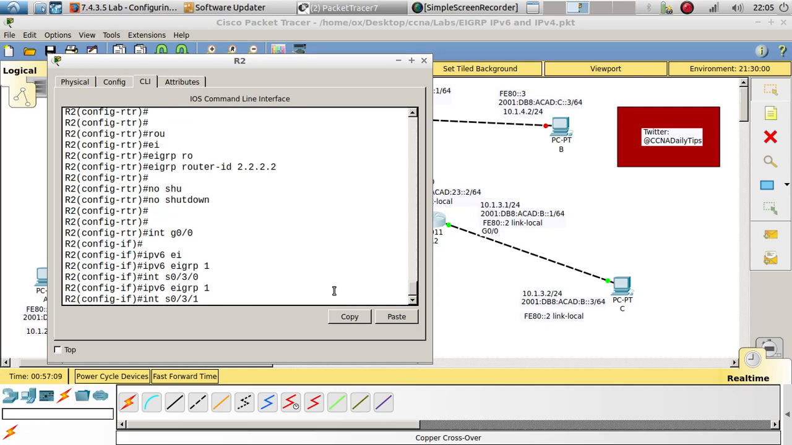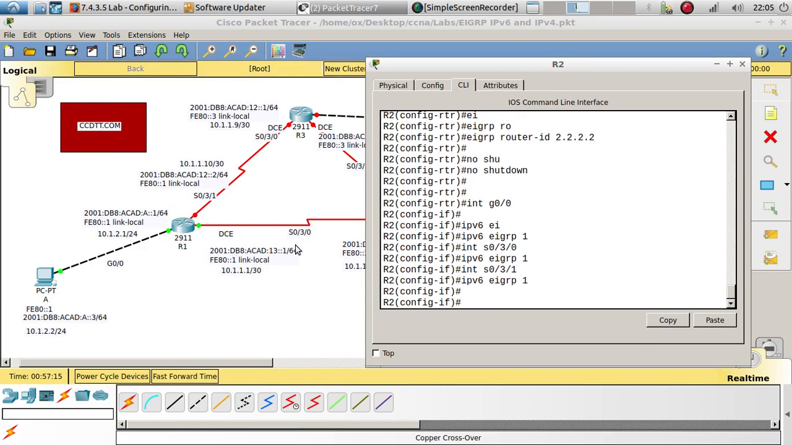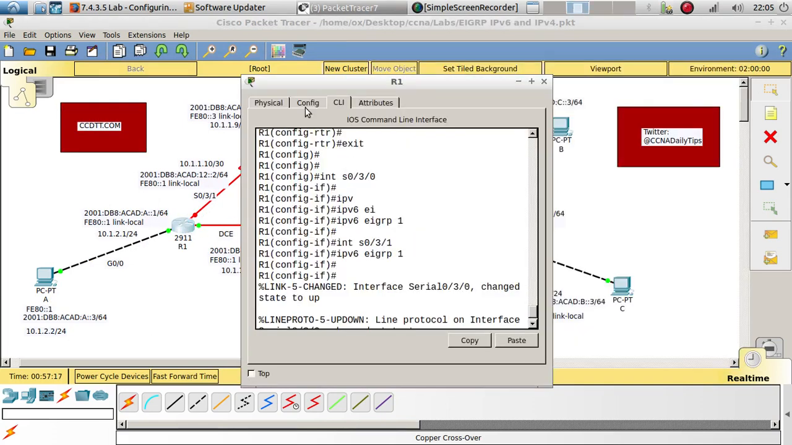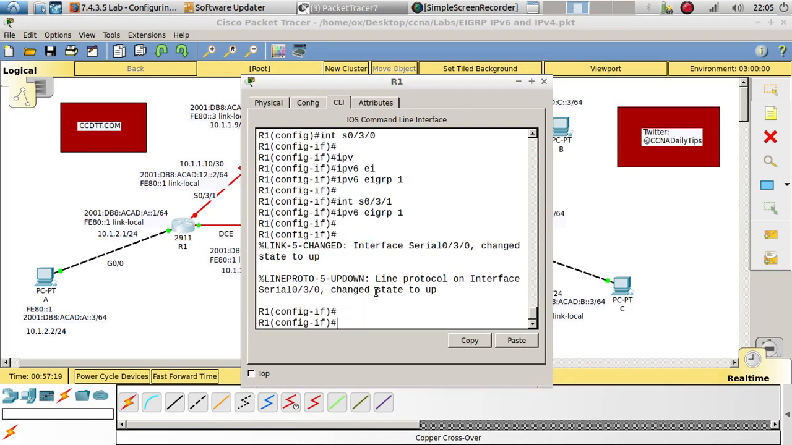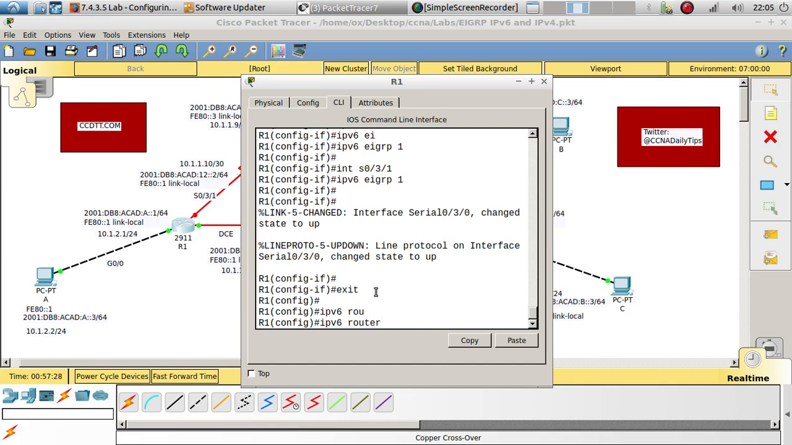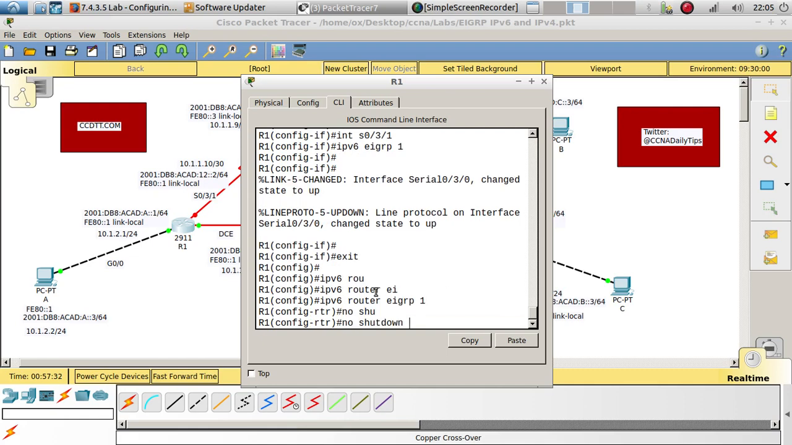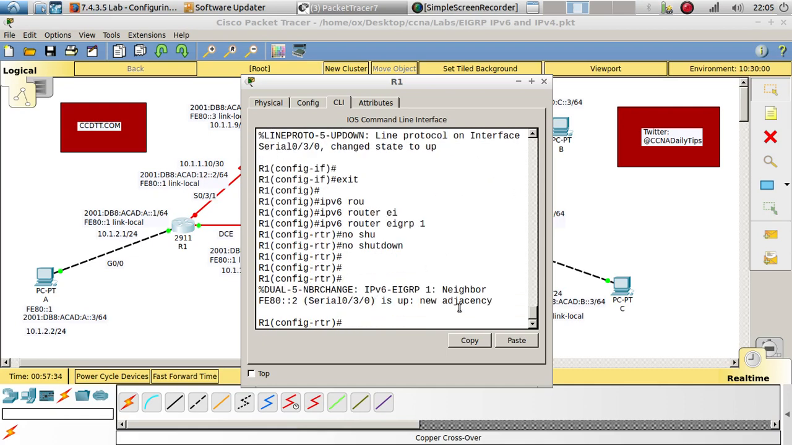Let's go to the other interfaces and do the same. Let's go to the last one and do the same. There it is. So we did not create a neighbor with router 1, and I think it's because this one is not running EIGRP because I did not do a no shutdown. So let's go to IPv6 router EIGRP 1, no shutdown, and there we go. After I did that no shutdown, we have a neighbor.